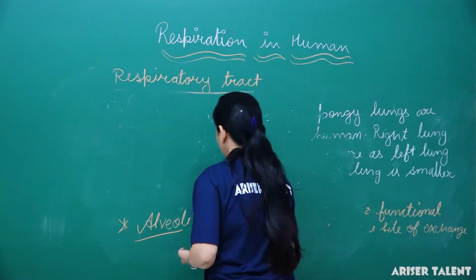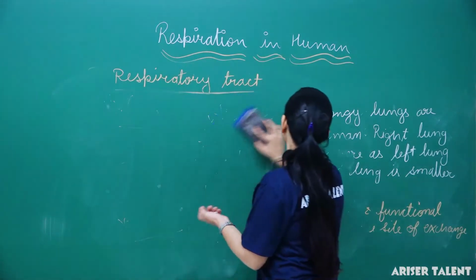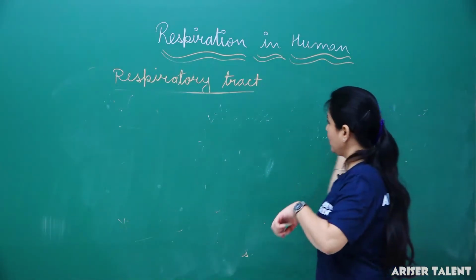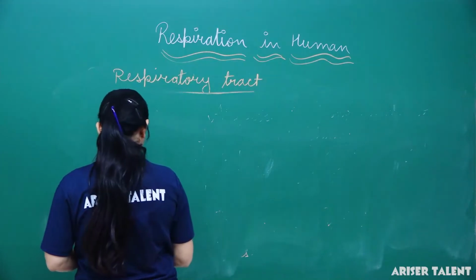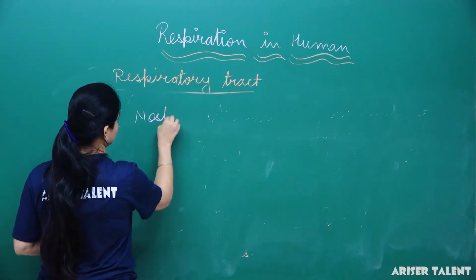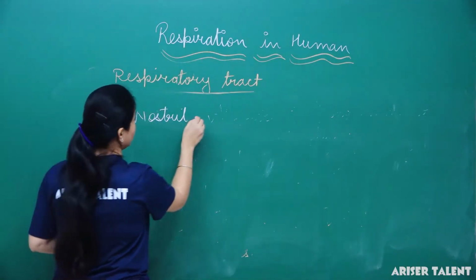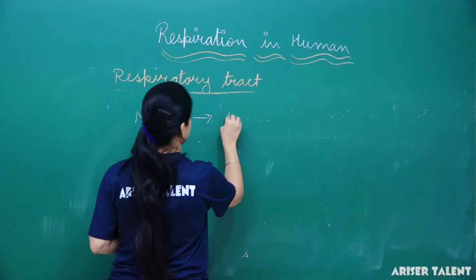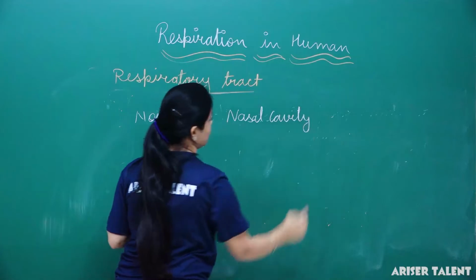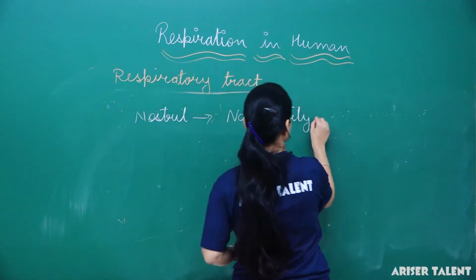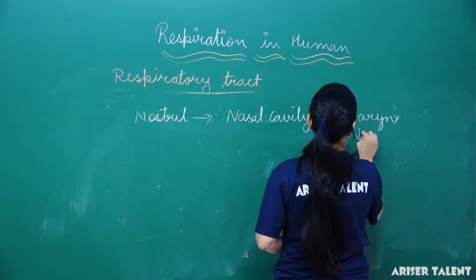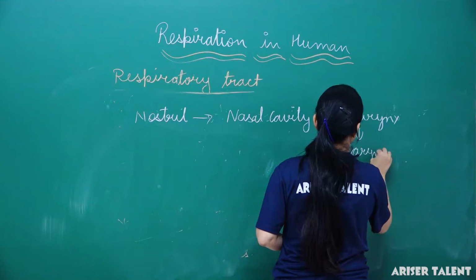What we have studied here is that air enters through the nostrils. Let me explain through the linear diagram. Air enters through the nostril, then it goes into the nasal cavity, from the nasal cavity it goes into the pharynx, and from pharynx it goes to the larynx.